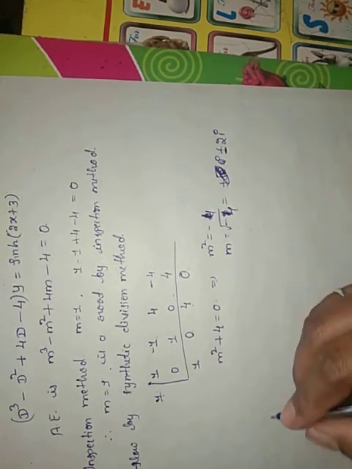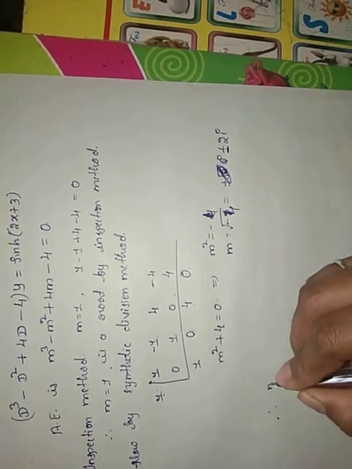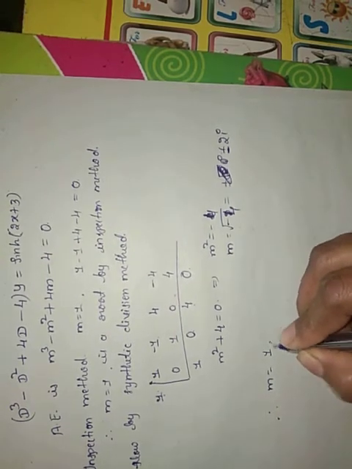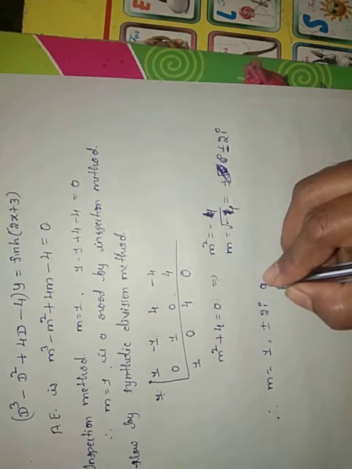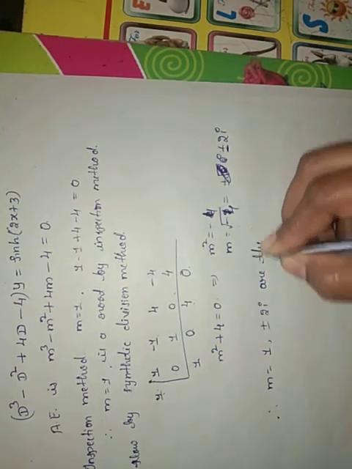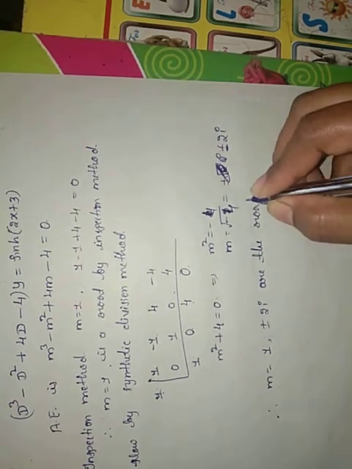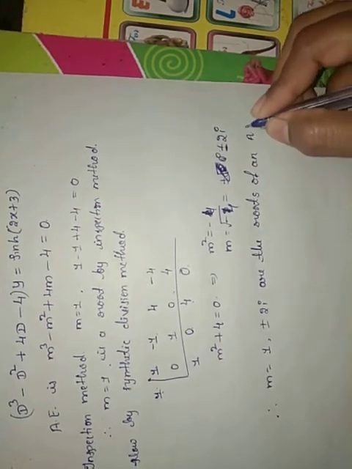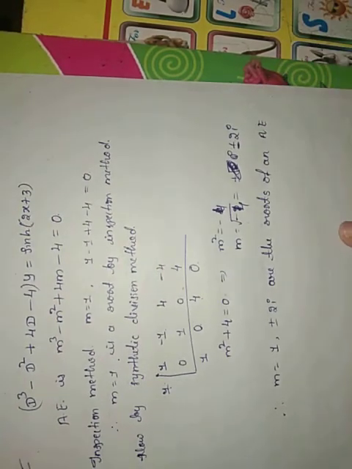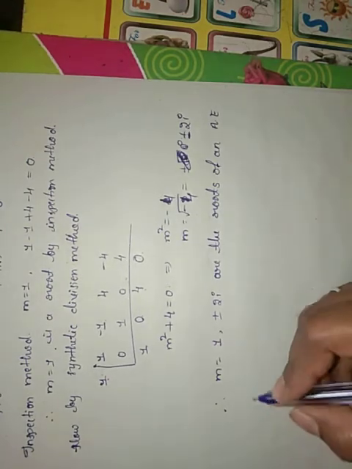So totally we have the roots m equal to 1 comma plus or minus 2i are the roots of the auxiliary equation. Therefore m equal to 1 comma plus or minus 2i are the roots of the auxiliary equation. So now we have to write down the complementary function.